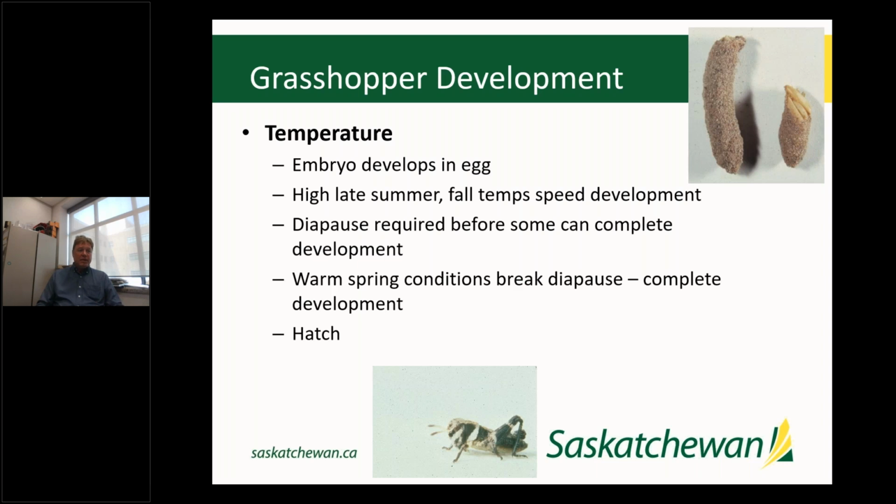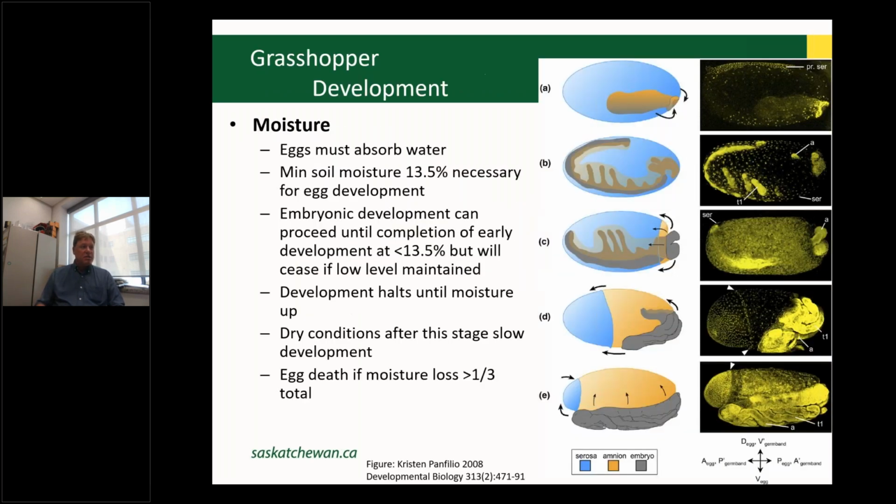and it won't continue developing until the conditions are favorable for that. And that includes warm spring conditions that are going to cause what's called a break in diapause and allow them to complete development and hatch. And we'll talk about that in a little bit more detail, and some of the interactions of different factors. So, moisture: very important.